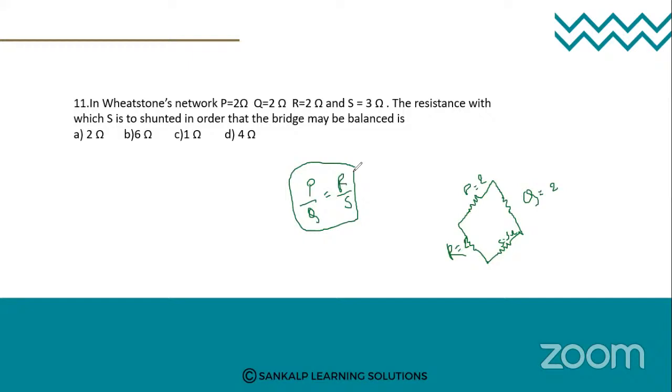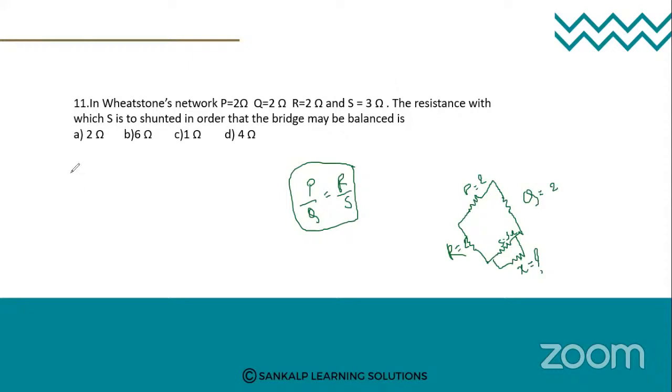So what they're asking in the question is, how much resistance you have to connect at S so that the bridge becomes balanced, because here it is 3 ohm. Which resistance can you connect here to make the bridge balanced? I hope the question is clear to everyone. If not, you can tell me in the chat box to repeat. We need to calculate the value of X resistance, which is shunted, which is going to be connected at S, so that the circuit becomes balanced.